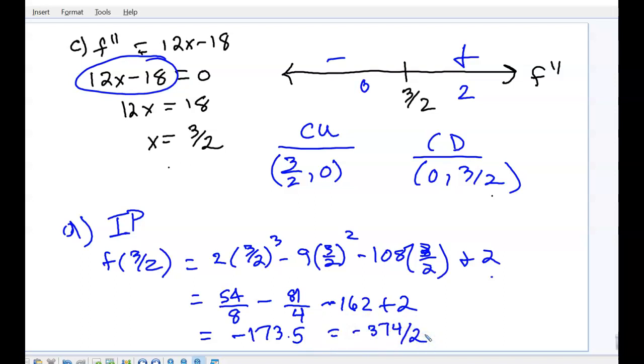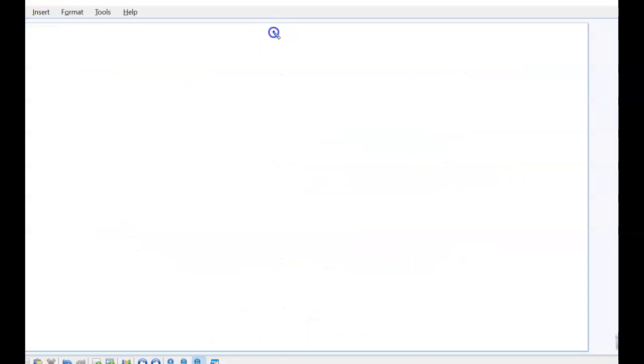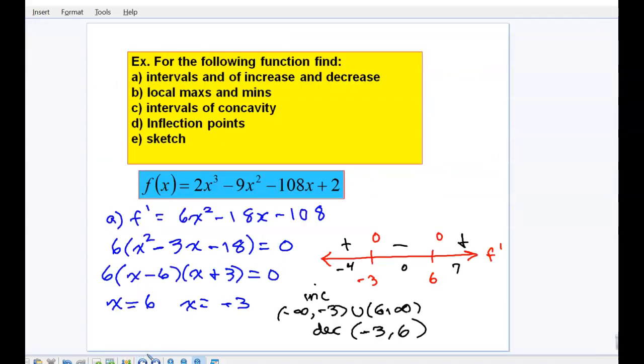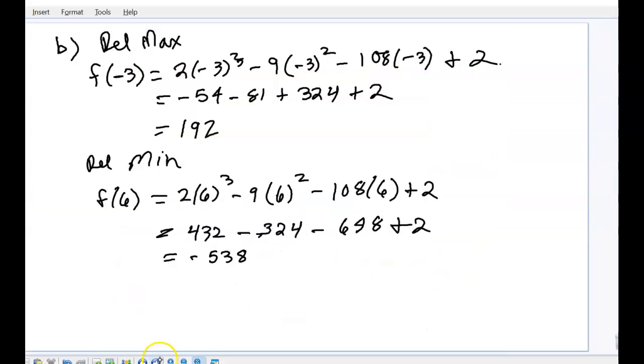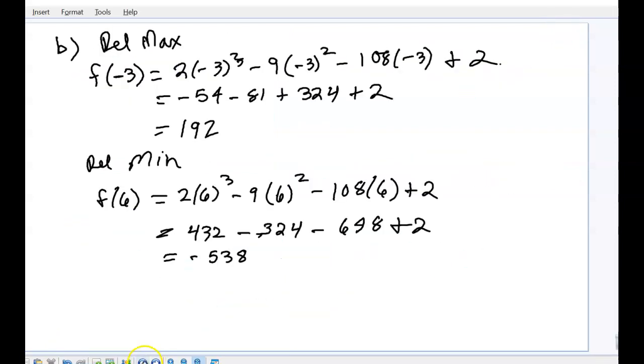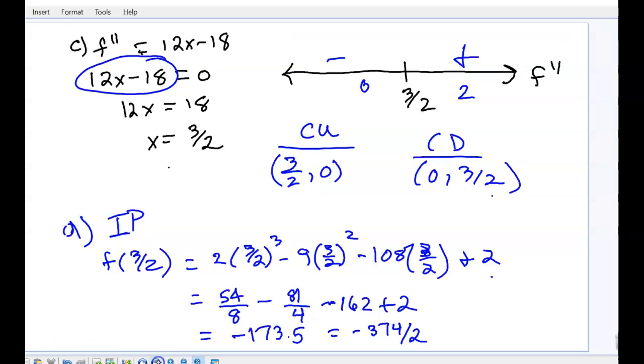So now I have to draw my sketch. So again, we're just sketching this again. If you recall a little bit from pre-calc 30, I have a polynomial that's a leading coefficient is positive. So I know it has to start somewhere in quadrant 3 and end in quadrant 1. And let's plot the points that I know. I know that at negative 3, I'm at 192.